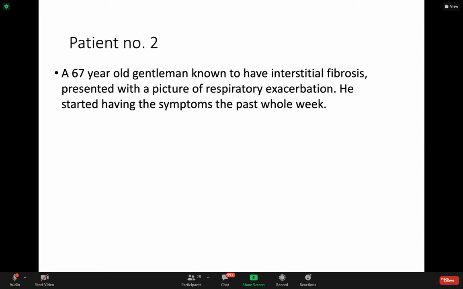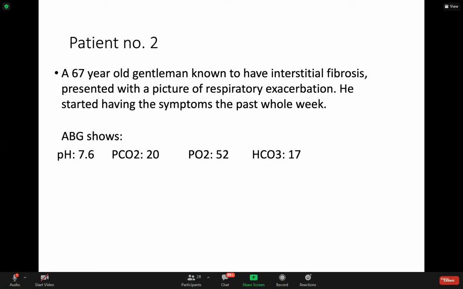تمام. طيب ناخذ الاكزامبل الثاني. 67 year old known to have interstitial fibrosis okay, presented with a picture of respiratory exacerbation. He started having the symptoms the past whole week.